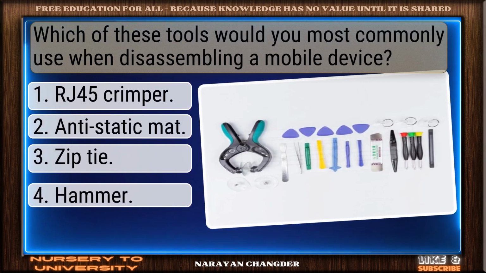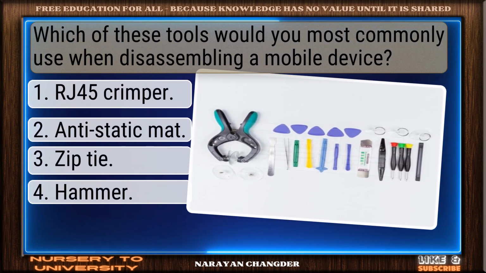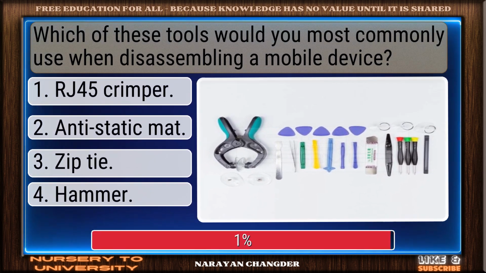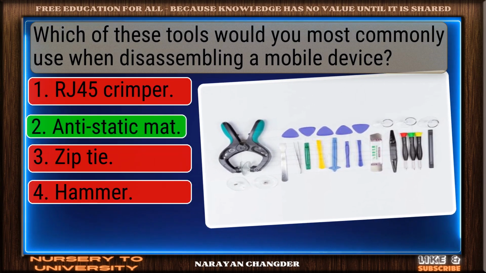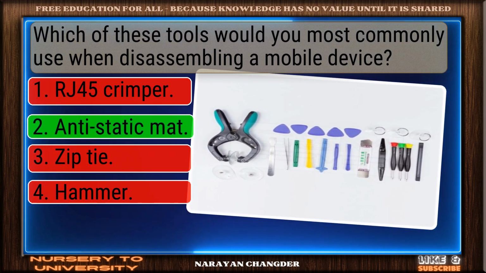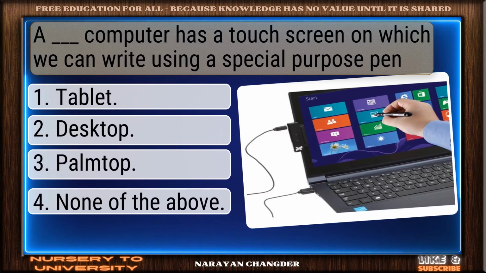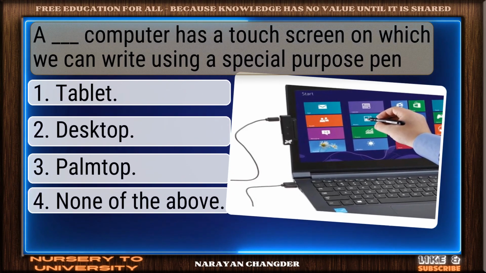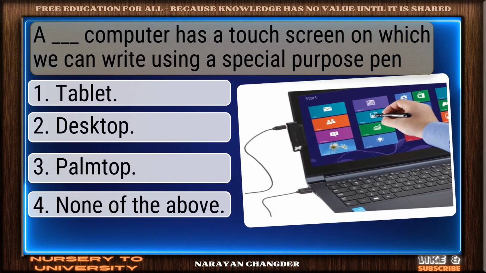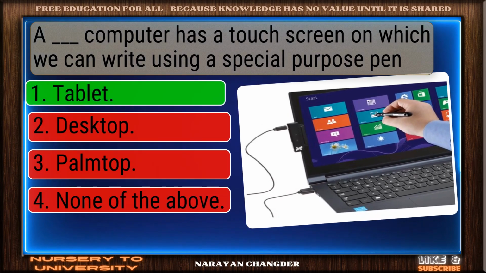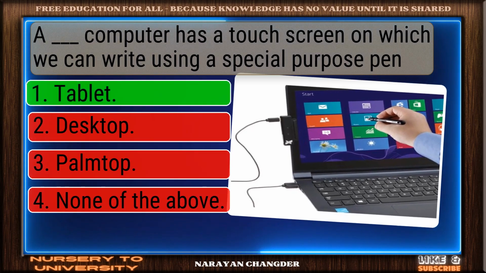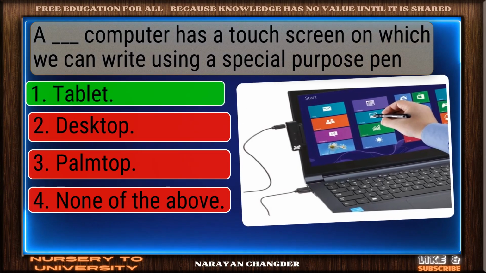Which of these tools would you most commonly use when disassembling a mobile device? You got it. Your choice anti-static mat is right. A dash computer has a touch screen on which we can write using a special purpose pen. Nice selection. Tablet is the correct and valid answer.